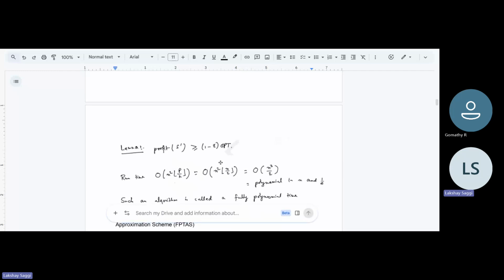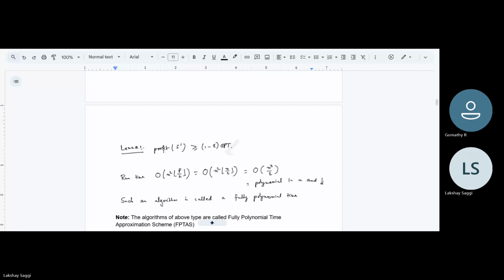If you choose epsilon as 0.5, then you get a half approximate algorithm with a runtime of 2n cube. Similarly, if you choose epsilon as 0.1, then you get a 0.9 factor. But since you're closer to the optimum, you will be paying more runtime cost. The runtime will be n cube divided by 0.1, which is 10 n cube or something.